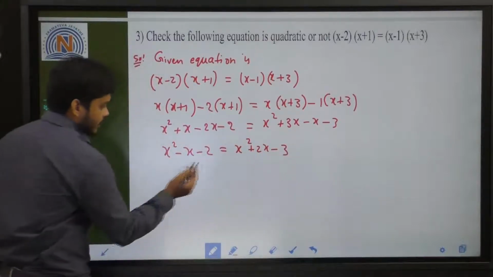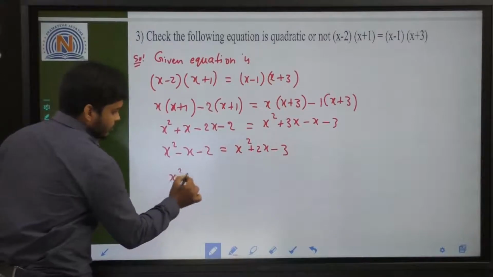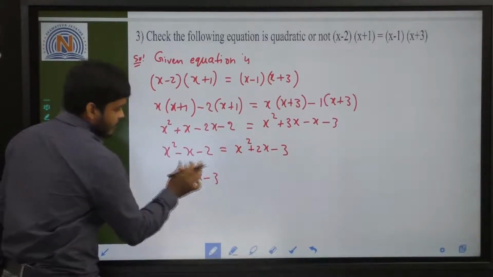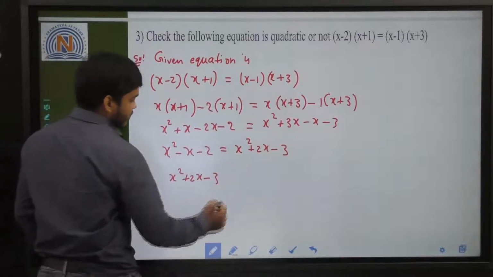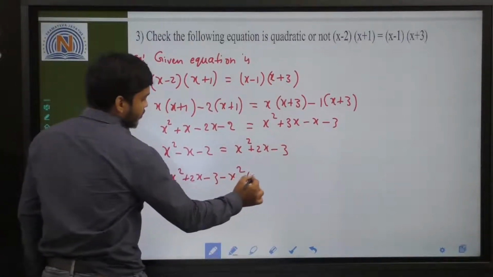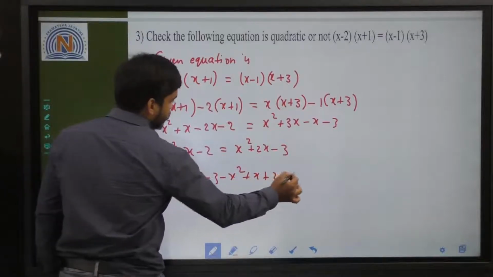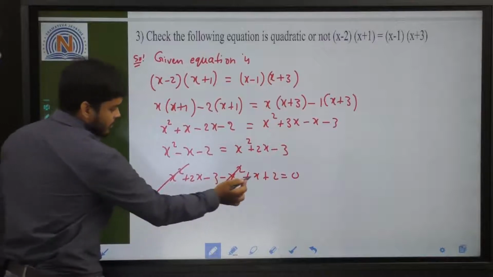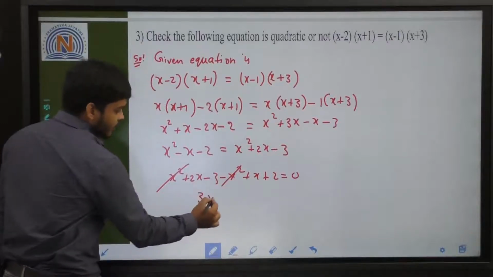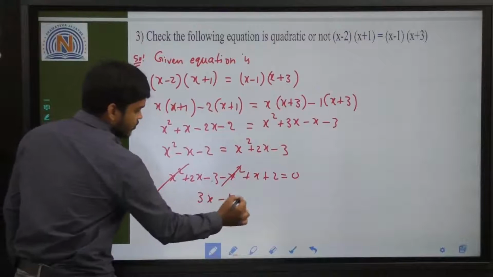So make it in order. So x square plus 2x minus 3, send this whole term to the other hand side, that is minus x square plus x plus 2 equals to 0. Here plus x square minus x square get cancelled. Here plus 2x plus x is 3x, and minus 3 plus 2 is minus 1 equals to 0.